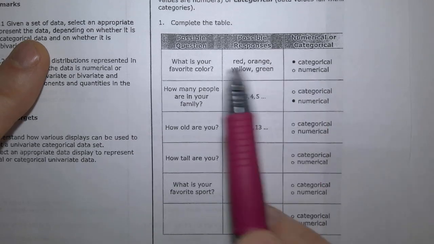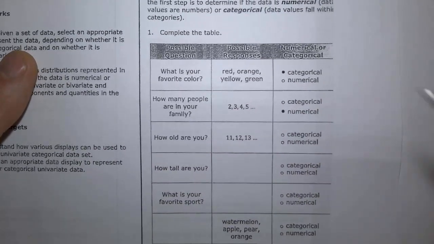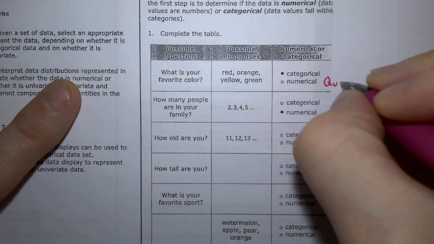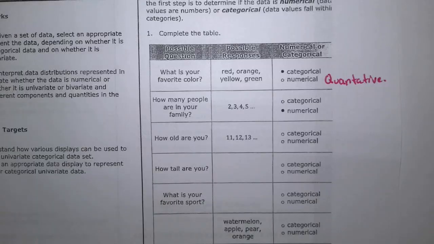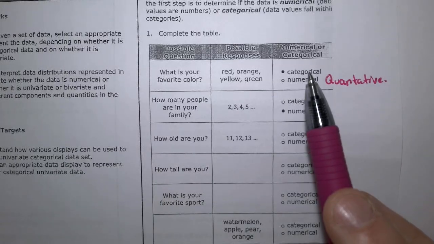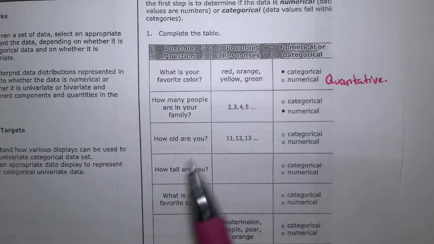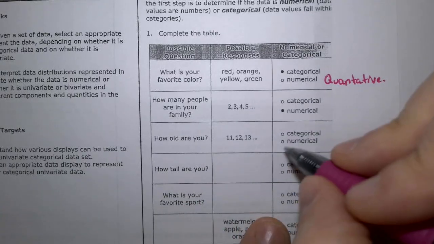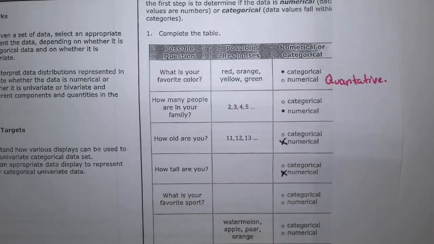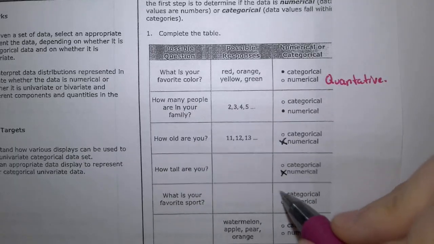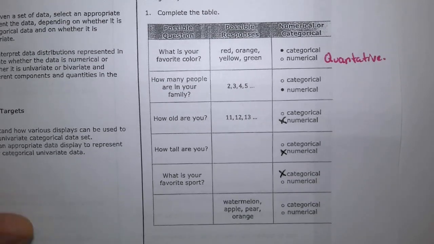Categorical or numerical? Well, favorite colors are categorical. Numerical, the other day we talked about them as quantitative, which bothered me because I always was trying to say qualitative, which is actually categorical. So how many people are in your family? Numerical, you can have 1, 2, or 3. How old are you? That's a number. How tall are you? That is a number. What is your favorite sport? That's a category. You could either like basketball, football, or something weird like badminton.